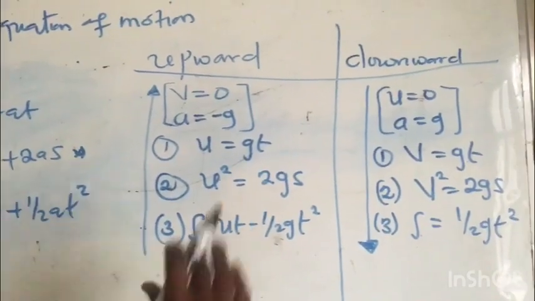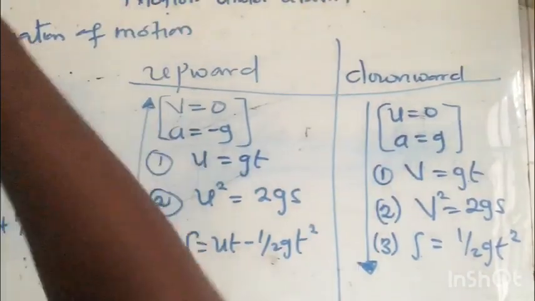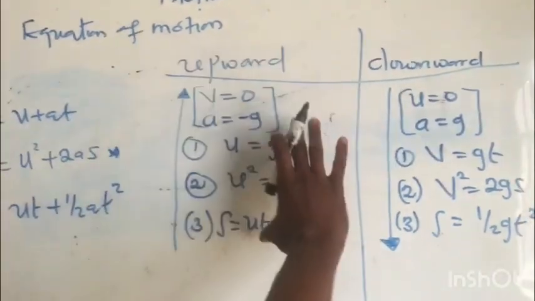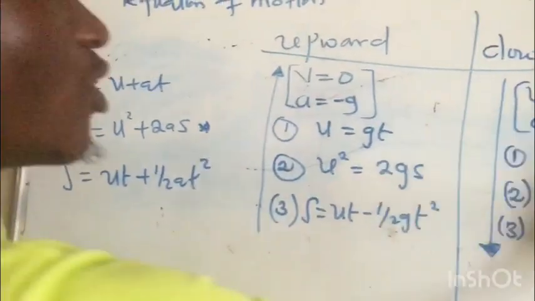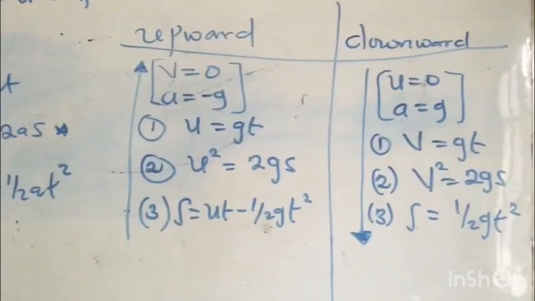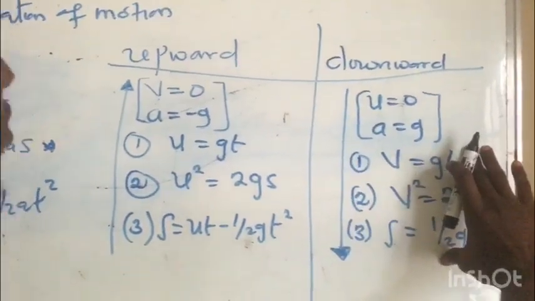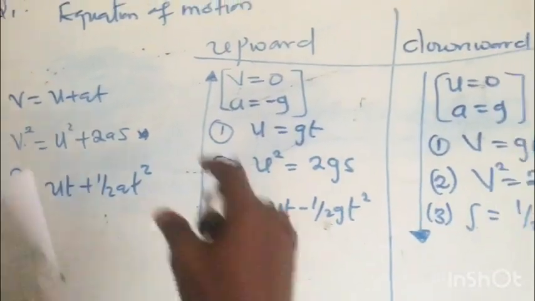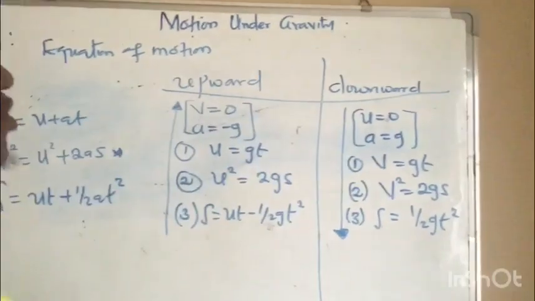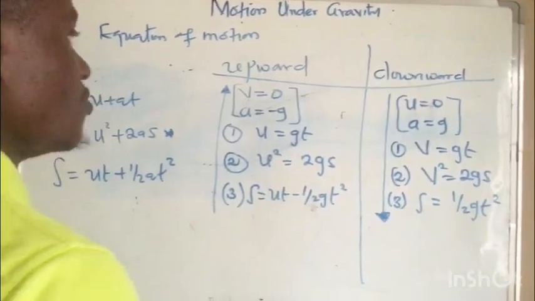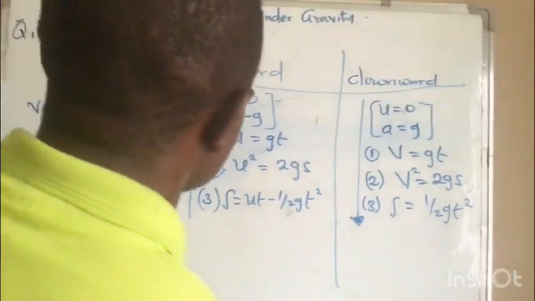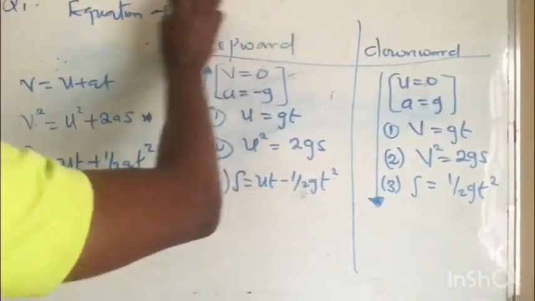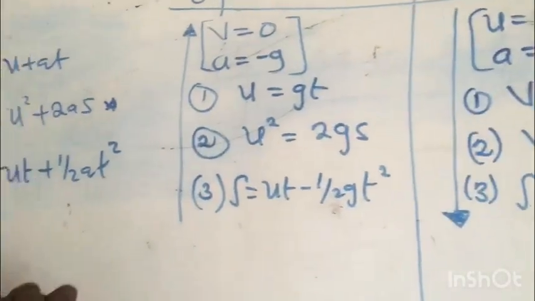Please don't forget, these are the equations that hold for your upward motion. When you hear a ball is projected upward, these are the equations that hold. When you hear a ball is coming down, these are the equations that hold for it. Because the idea behind motion under gravity is, when we understand upward and downward motion, and what we call horizontal motion, we'll be able to tackle any question that comes under what we call projectile motion. With the few concepts that we have learned today, let's now go to the question and tackle it.